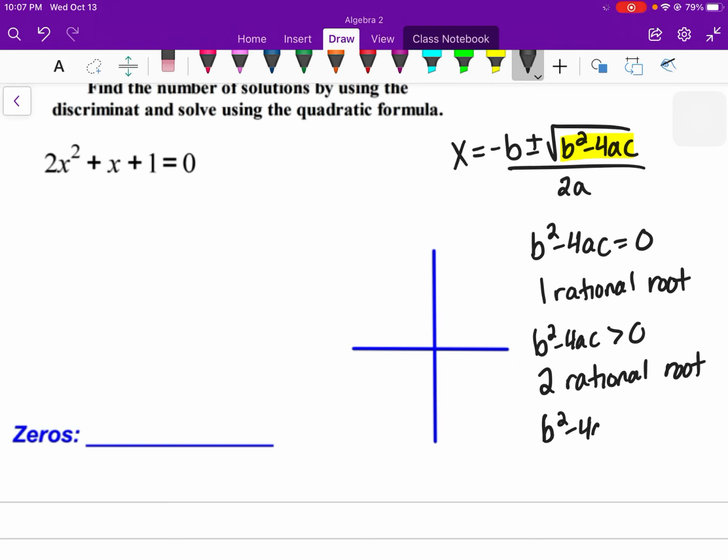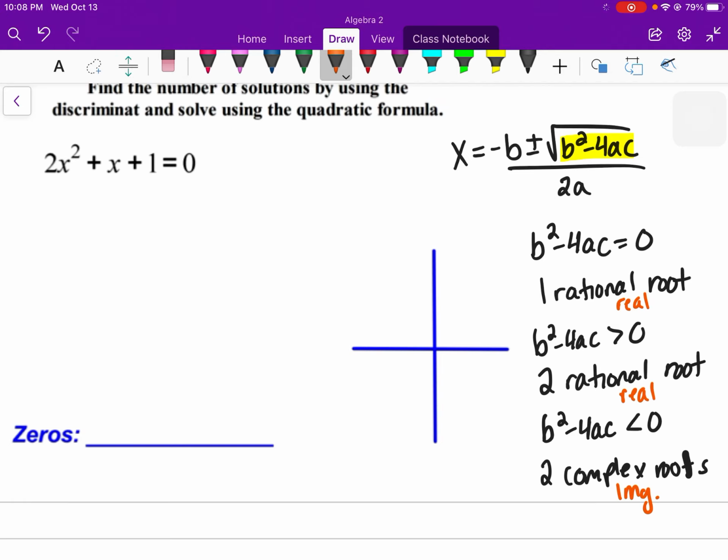If the b squared minus 4ac is less than 0, so negative, then we're going to get two complex solutions, or two complex roots, which means that they're going to be imaginary. So rational roots are real because rational numbers are part of the real number system, and complex numbers are imaginary. So two complex numbers.